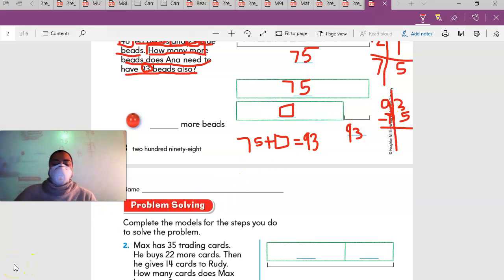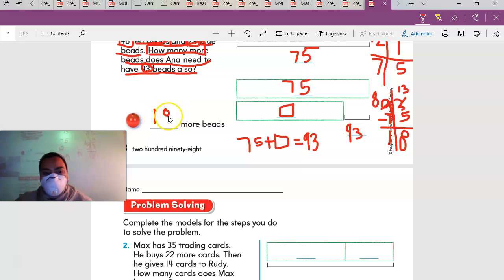Alright, class, what's 93 take away 75? 28. Okay, let's check that. 9 becomes an 8 and 3 becomes a 13. What's 13 take away 5? 8. And what's 8 take away 7? 1. What's your answer? 18 more beads.